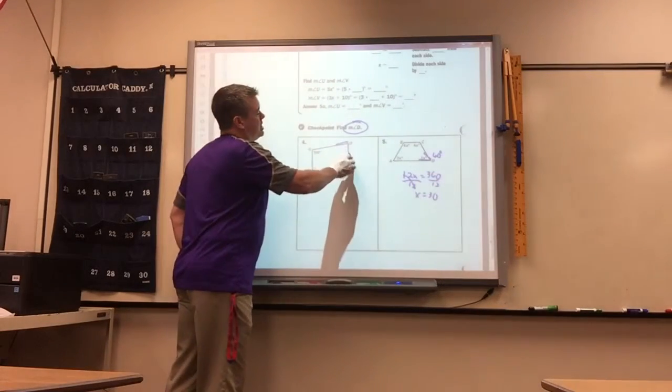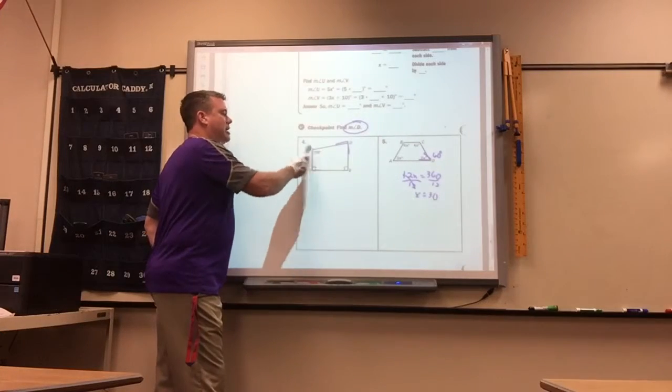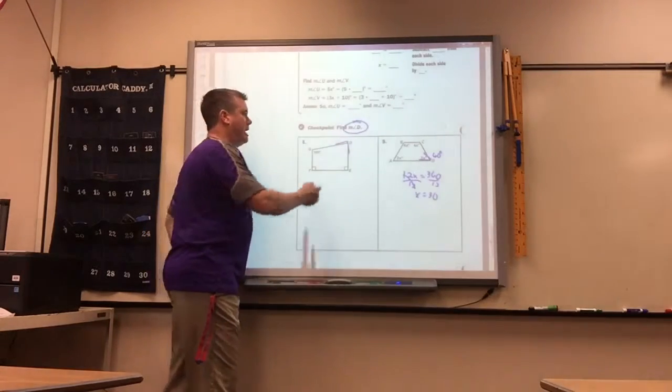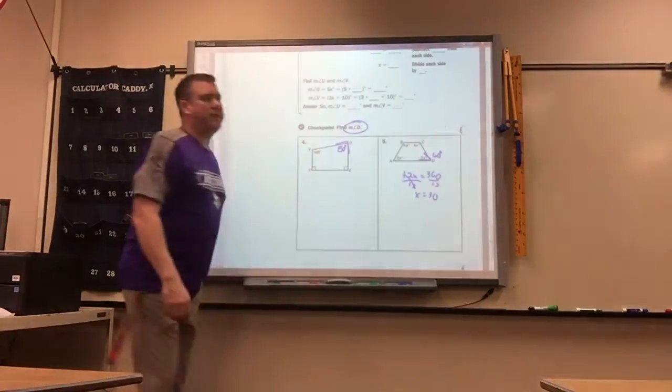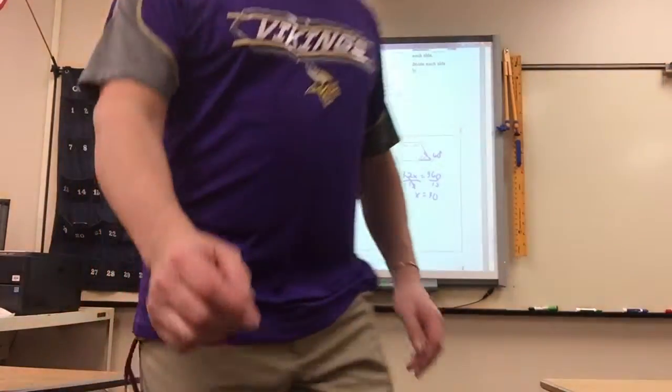Yeah. Here, this one's easy. You just subtract 90, 90, and 100. That would be 80 degrees left over. Okay?